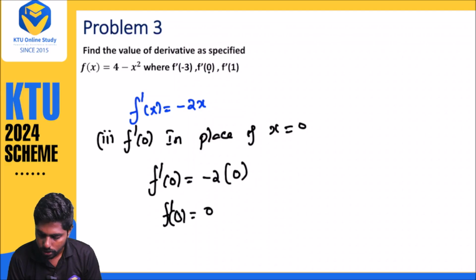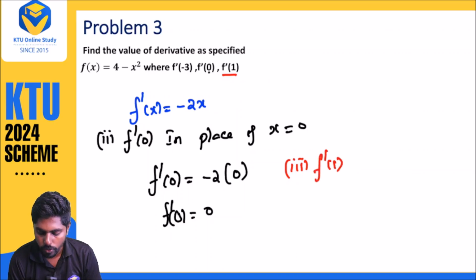What about the third question? Third question, they are indicating about f dash of 1. So they are asking about f dash of 1. What is f dash of 1?